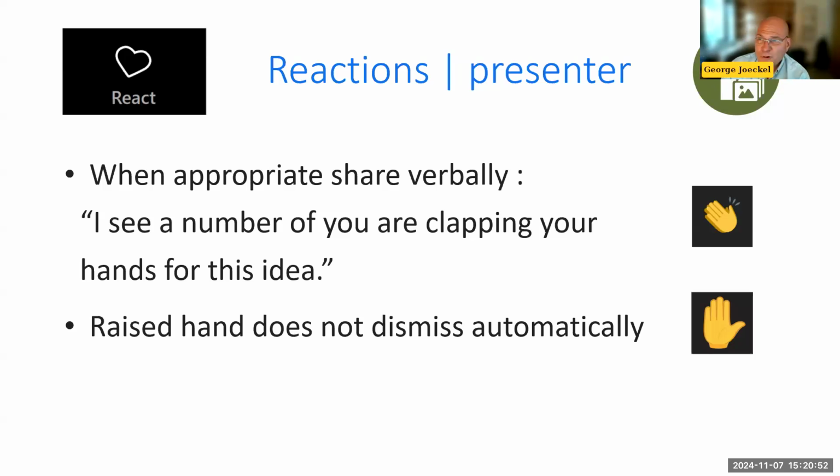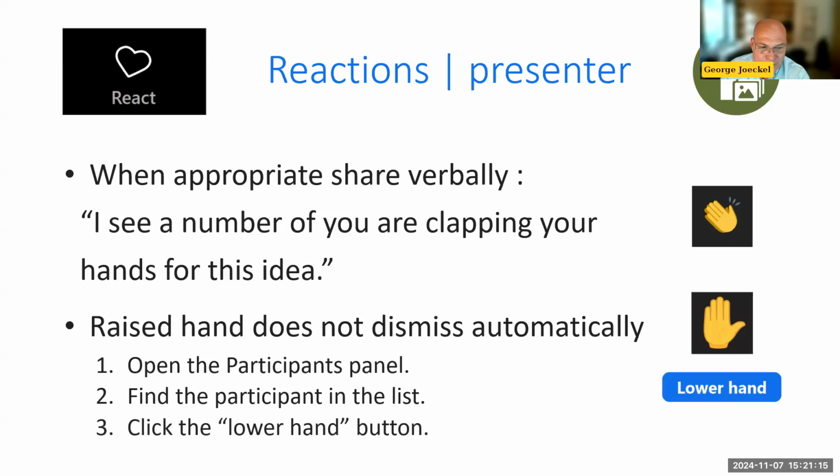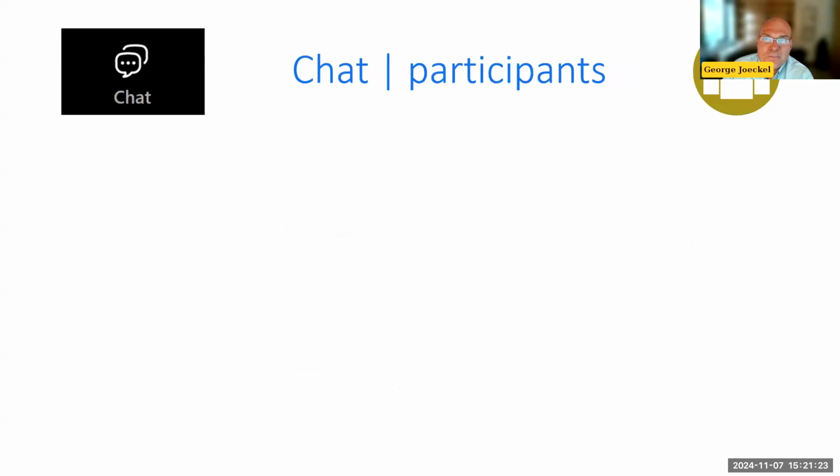If the person doesn't lower the hand themselves, again, you might have somebody that's a co-host that might be able to lower that hand, or you could do it yourself. What you'd want to do is open the participants panel and then find the participant in the list, which for a sighted user will be pretty easy because you'll just see the little raised hand. And then there's going to be a button that says lower hand, and you'll just click that button, and then it will dismiss that reaction.